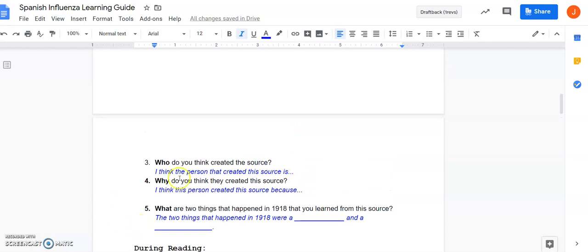Who do you think created the source? I think the person that created this source is blank. Describe here who you think created the source. Number 4, why do you think they created this source? I think this person created this source because.